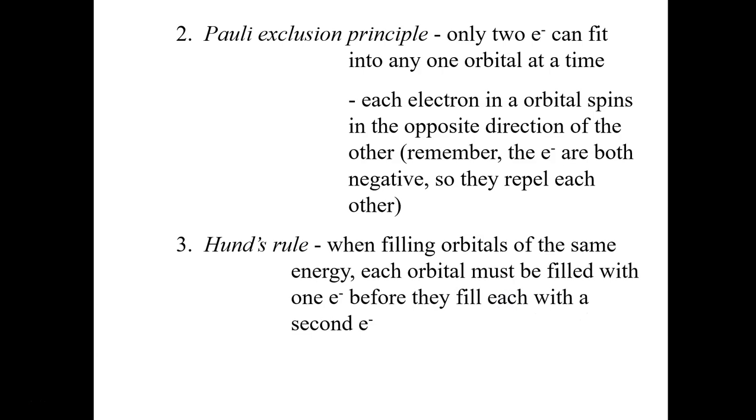And then the third rule, the last rule, is called Hund's rule. And it says if you're filling orbitals that are at the same energy, each orbital must be filled with 1 electron before they can fill with a second electron.